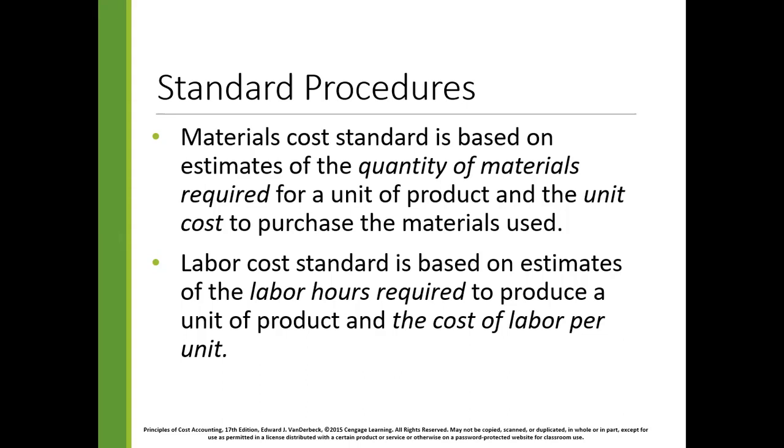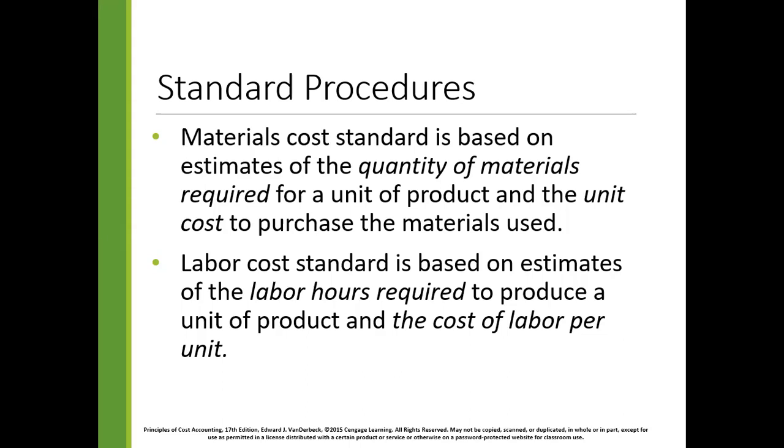Labor cost standard is based on estimates of the labor hours required to produce a unit of product and the cost of labor per unit. So labor hours required, this is our efficiency variance. How many labor hours does it take to produce a unit? Let's just say it takes 1 hour to produce a unit, but if our workers are doing it in 45 minutes, right, that's going to be a positive or a favorable efficiency variance, right? Or the labor cost per unit, this is a rate variance.